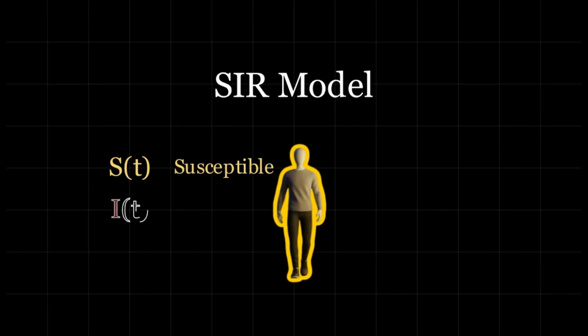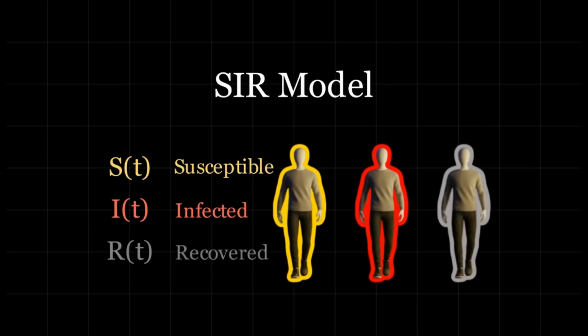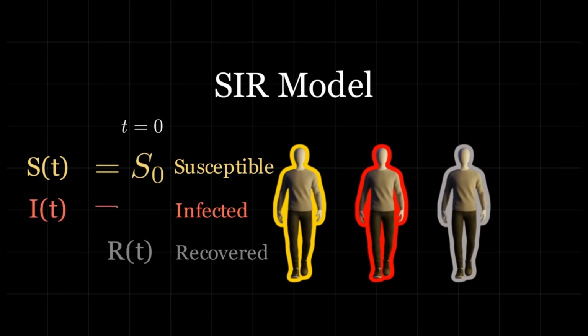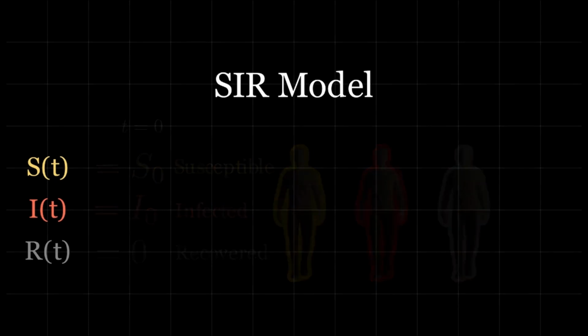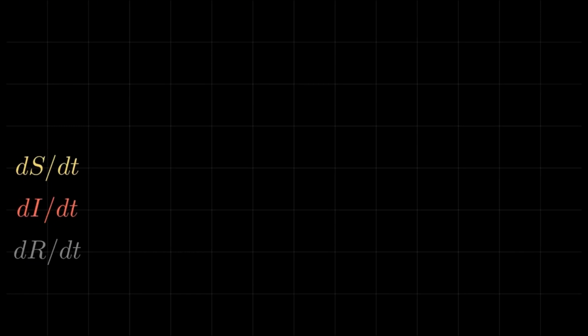S of T, which stands for susceptibles, I of T, which stands for infected, and R of T, which stands for recovered. At time 0, S of T, or S naught, is the population size that can gain the infection. I of T, or I naught, is the people that are infected at the very start of the virus, and R of T is equal to 0, since there are no recovered. S of T, I of T, and R of T can be depicted by these 3 equations, representing the rate of change for their respective variables.